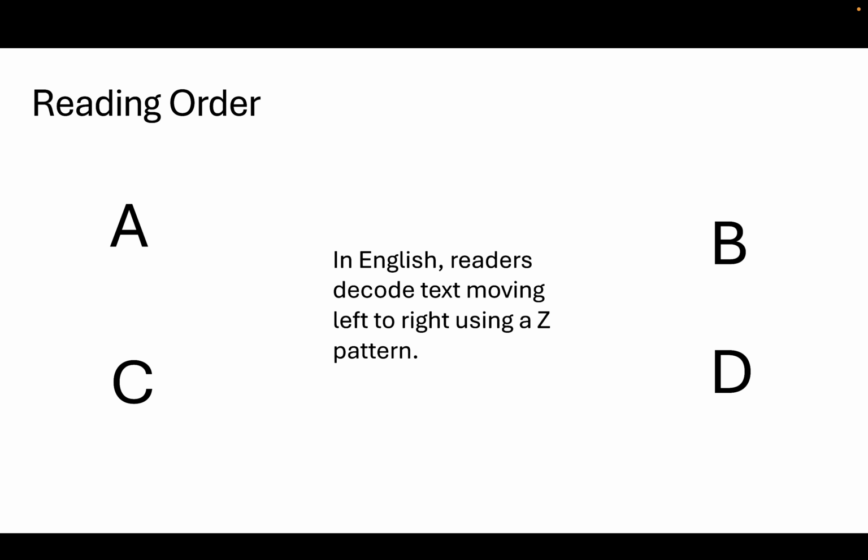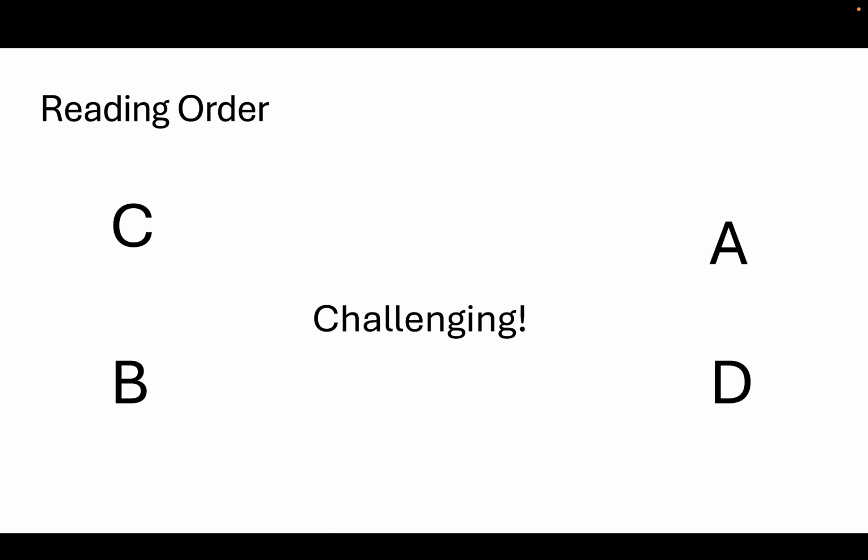But for people who are reading English, that pattern is going to stay the same regardless of what elements are in these spots. Starting from the left over to the right, and then down, and then over to the right, so in that Z shape. So whenever we're designing a slide, we want to keep that reading order in mind when we decide where elements are going. So just as an example, let's take a look at this slide.